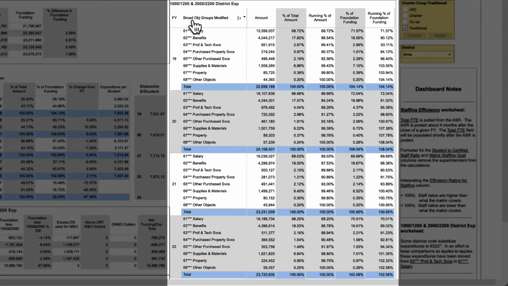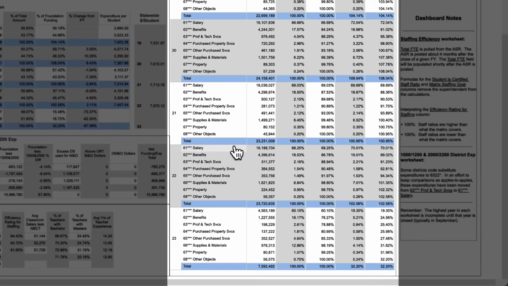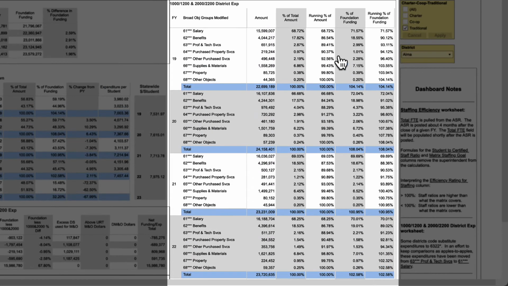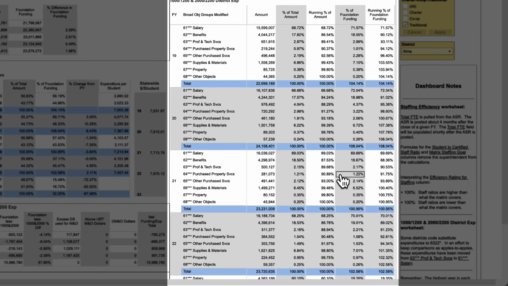The right side of the page gives us in broad object groups. So we break it down in broad object groups. What we're really looking at, I think, is most important in this worksheet is the running percentage of your foundation funding that's spent on each of the broad object groups. So if we scroll down to fiscal year 22 and we take a look at our running percentage of foundation funding dollars, once again, it's the running percentage.